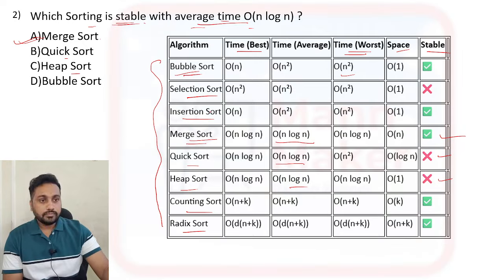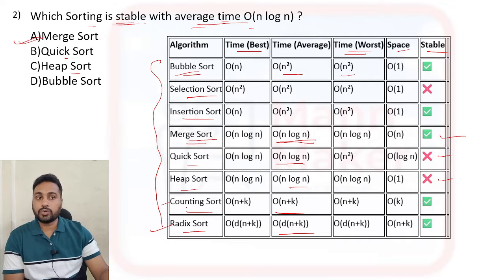They will ask any kind of things, like they will give some times, like the following average times are given: O(n square), then O(n log n), O(n plus k), and O(d(n plus k)), and they will give an option, this belongs to which kind of sorting algorithm. That time you need to give the answer like that only. Okay, so this table is very much important. Most of the questions were asked in the previous exams also from this section.